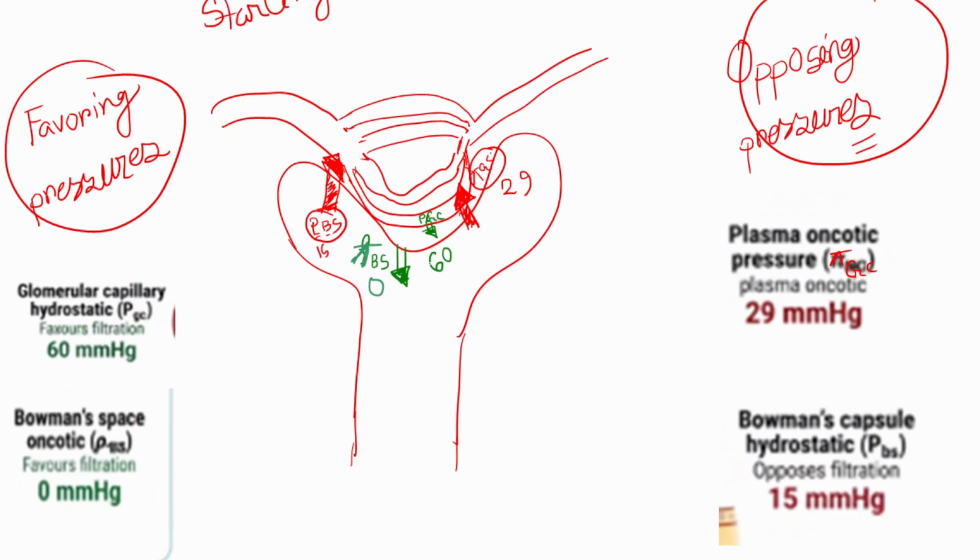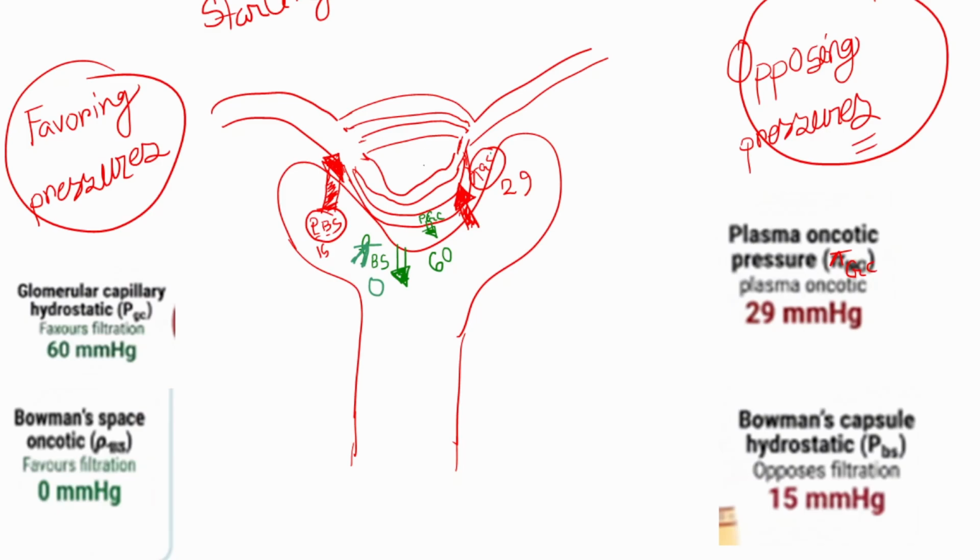So many of you get curious as to why hydrostatic pressure pushes the fluid out and oncotic pressure pulls the fluid inward. The reason is pretty simple. Proteins pull fluid inward because of osmosis, where water naturally moves toward a higher concentration of solutes to create balance, while hydrostatic pressure pushes fluid outward because it is the physical mechanical force of blood pumping against vessel walls.